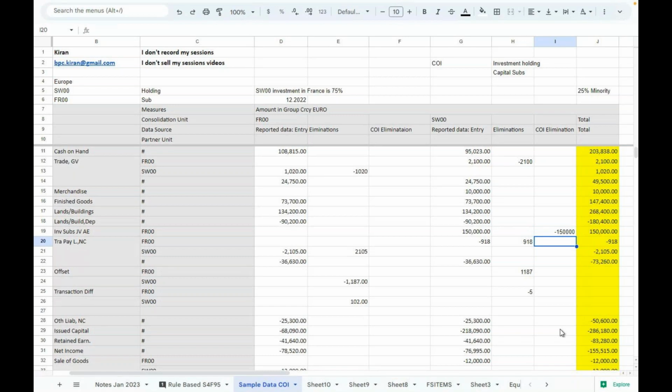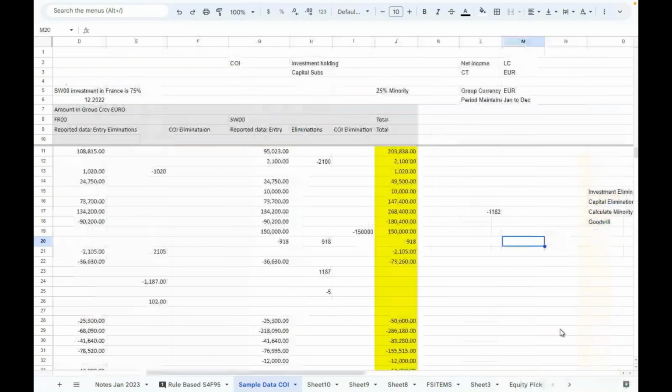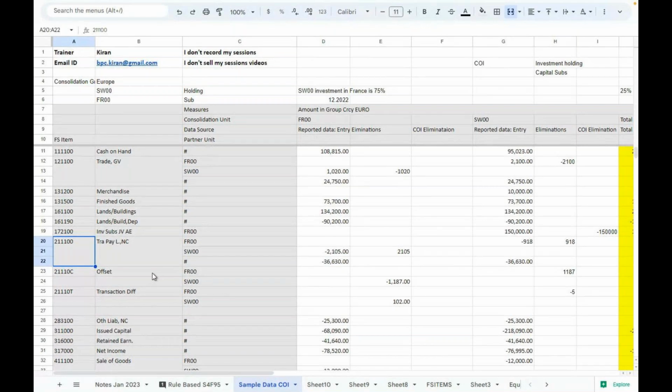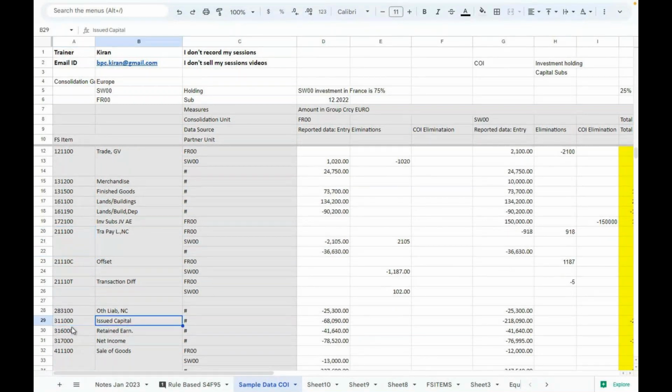100% of common stock should be eliminated, right? From the subsidiary, 100% of common stock should be eliminated. So that I'm going to post now. Here, what is my subsidiary? France is the subsidiary. So France common stock, you can see here, issued capital, 68,090. So I will post positive 68,090. So that 100% of issued capital is eliminated, and also 100% of prior year retained earnings should be eliminated, which is 41,640.